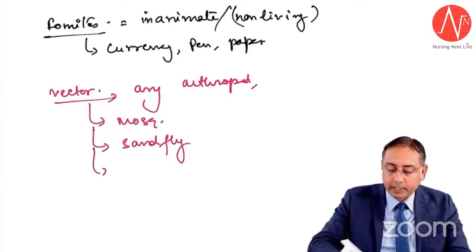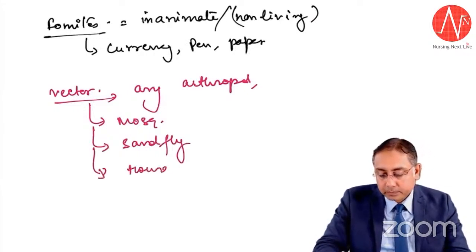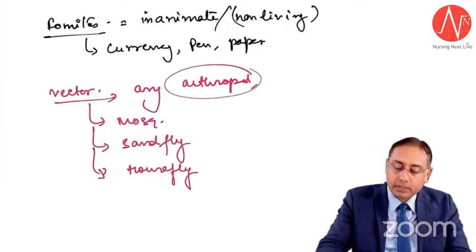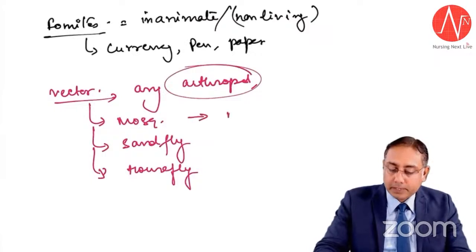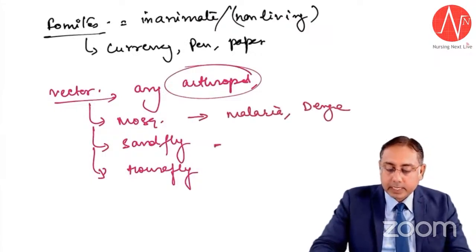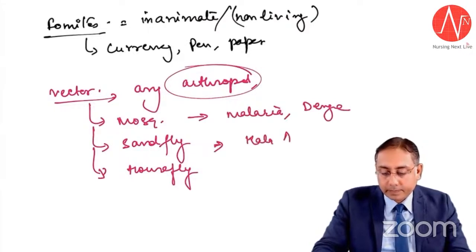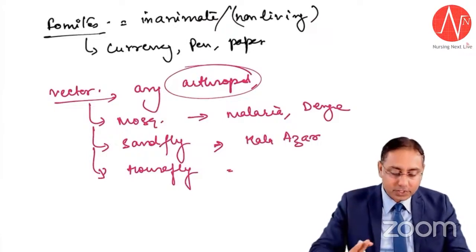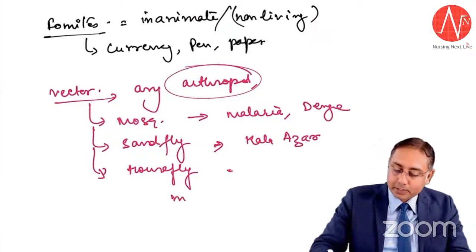Example could be housefly. So these are all different vectors. It is any arthropod borne. So mosquito may spread malaria, may spread dengue infection. Sandfly may spread Kala Azar, right? Sandfly may spread Kala Azar. Housefly will spread a lot of infections via mechanical transmission.